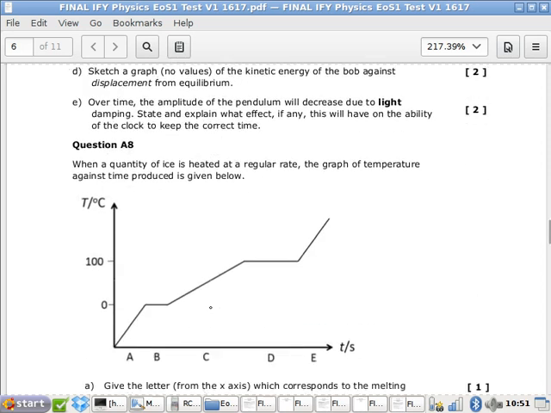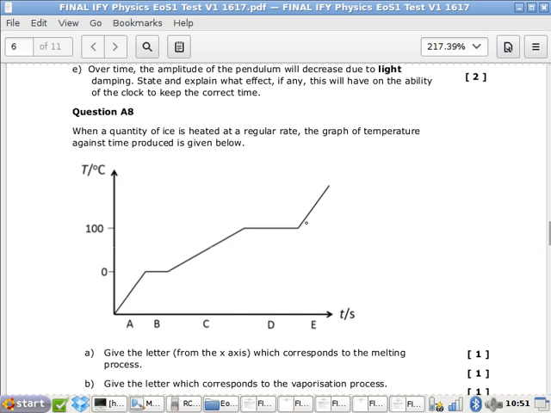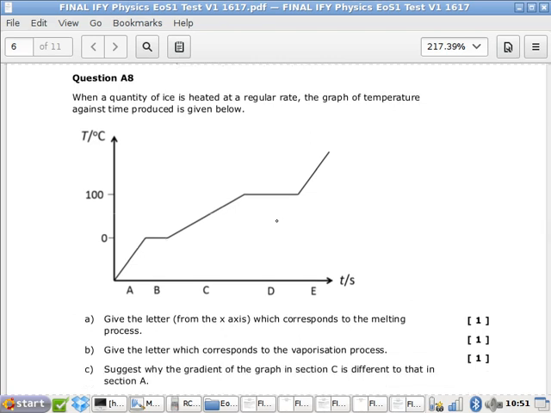Question 8. This is your temperature and your time, and here the temperature between A and B is not changing, even though more time is passing and more energy is going into this material. What's happening? Well, the material is changing state. So here it's going from solid to liquid, and here it's going from liquid to gas.